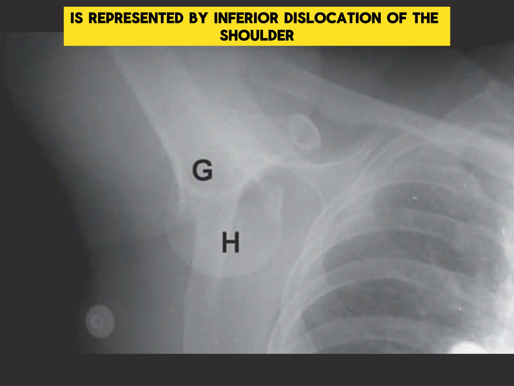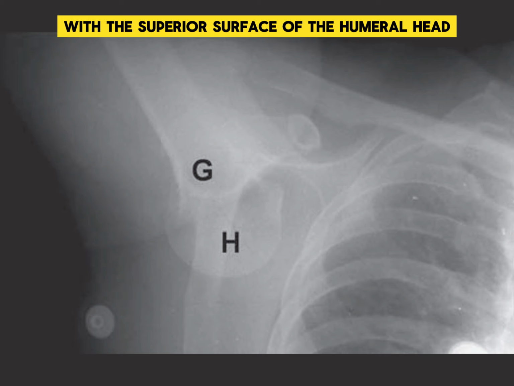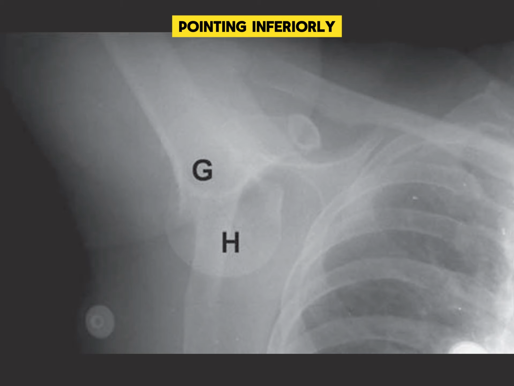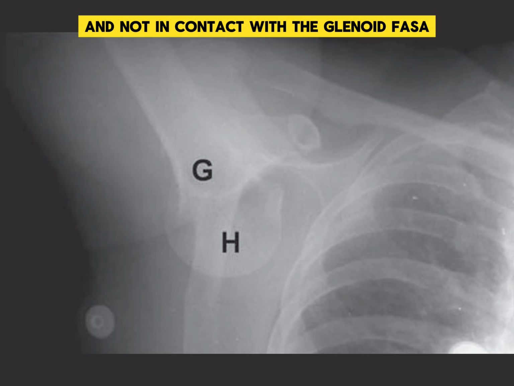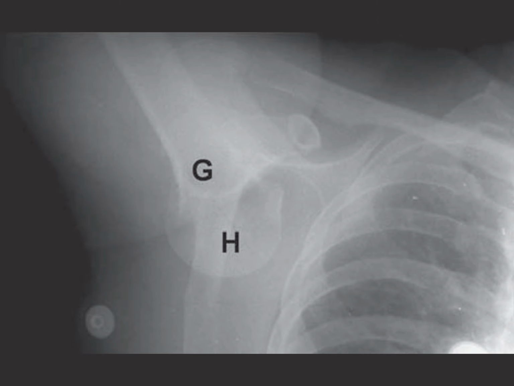Luxatio erecta is represented by inferior dislocation of the shoulder, with the superior surface of the humeral head pointing inferiorly and not in contact with the glenoid fossa. This fits our patient's presentation well.